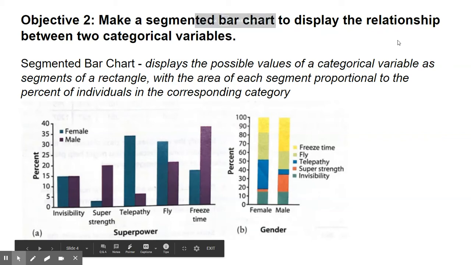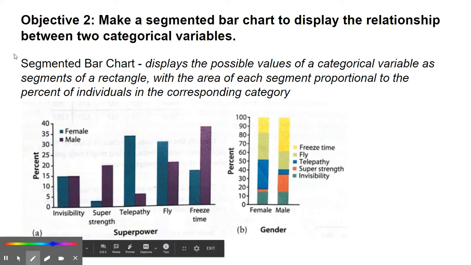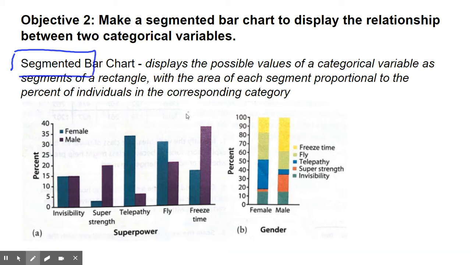All right, so second objective here, we're going to make what's called a segmented bar chart to display the relationship between two categorical variables. So this is what a segmented bar chart is. A segmented bar chart displays the possible values of a categorical variable as segments of a rectangle, with the area of each segment proportional to the percent of individuals in the corresponding category.